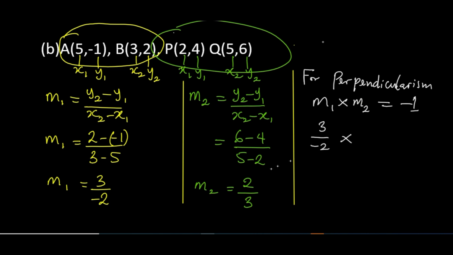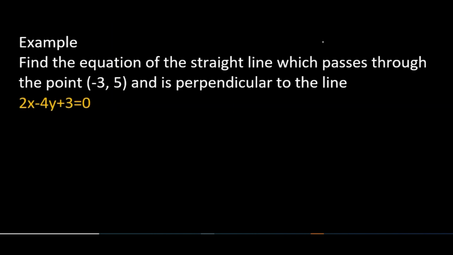So let us check. M1 is 3 over minus 2. M2 is 2 over 3. Let's cut the 2. 3 here 1, 3 here 1, 2 here 1, 2 here 1. So the answer is now equal to minus 1. So in that case, we will say that line AB is perpendicular to PQ.